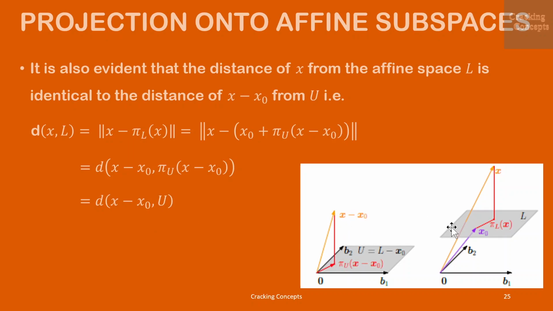The diagrams here show the process. This diagram will reduce the problem to the projection pi U of x minus x0 onto the vector subspace U. Then we'll add back the support point, that is x0, to get the affine projection pi L of x.